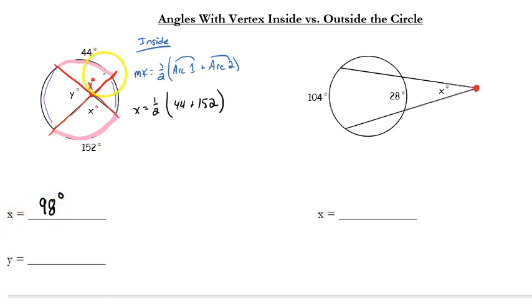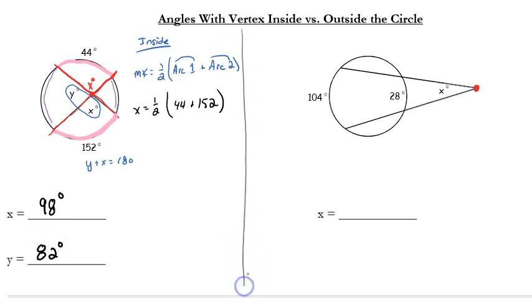Now, y, I don't know exactly what these two arcs are, but I could figure out what they add up to. I know that 44 and 152, whatever 360 minus those is what these two add up to. Half of that is y. Or I can just go back to unit 1 and recognize that these two angles are a linear pair. That y plus x has to be 180 degrees. And now that I know x is 98, just take 180 minus 98. That gets me 82 degrees for y.